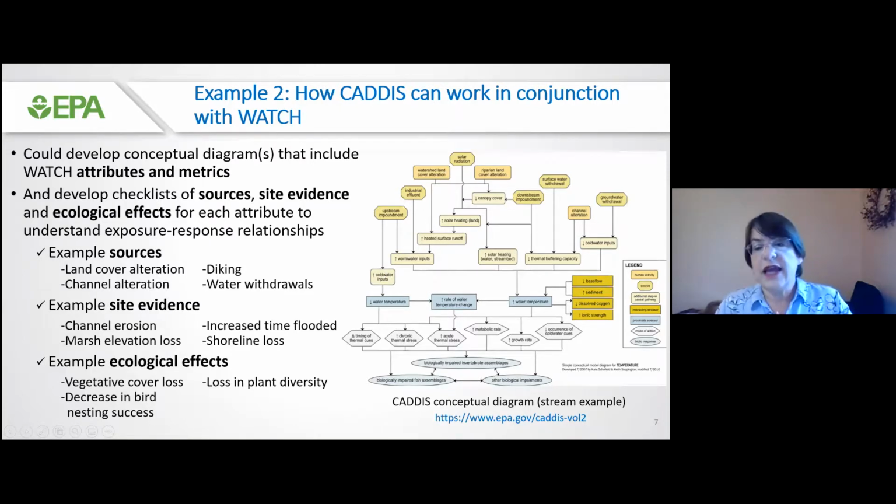So by using the CADIS system and tools, you might be able to take a lot of the watch elements we're looking at that fall into the site evidence and ecological effects areas, and you might be able to use this method and look at evidence base in the literature to work your way up to understanding stressor identification and stressor interactions all the way up to the sources. And obviously that could be really helpful in helping to identify and design tactics.